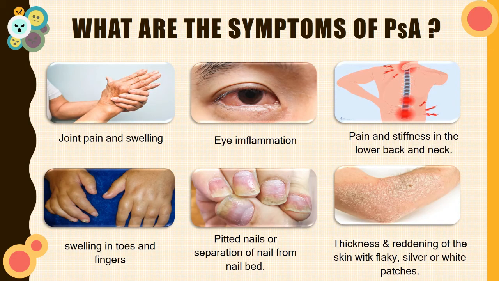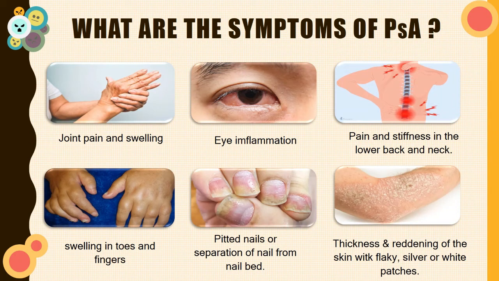What are the symptoms of psoriatic arthritis? Psoriatic arthritis can develop slowly with mild symptoms, or it can develop quickly and severely. The common symptoms are joint pain and swelling that comes and goes, eye inflammation which causes redness around the cornea, pain and stiffness in the lower back and neck, also known as spondylitis, and swelling in the toes and fingers.